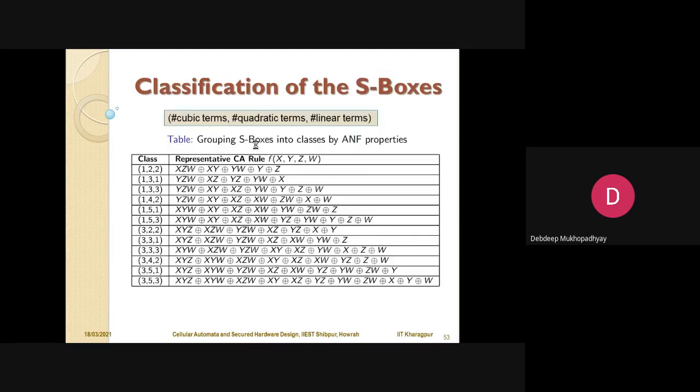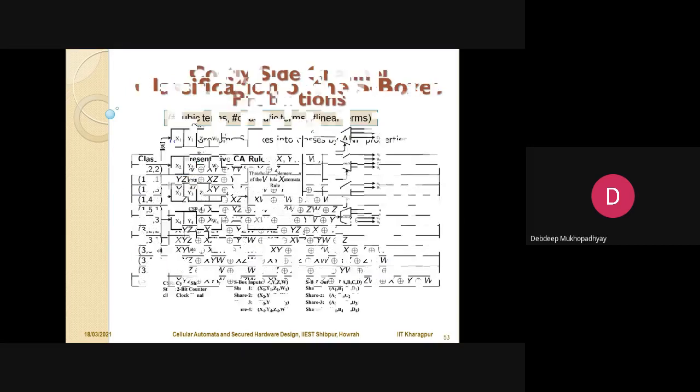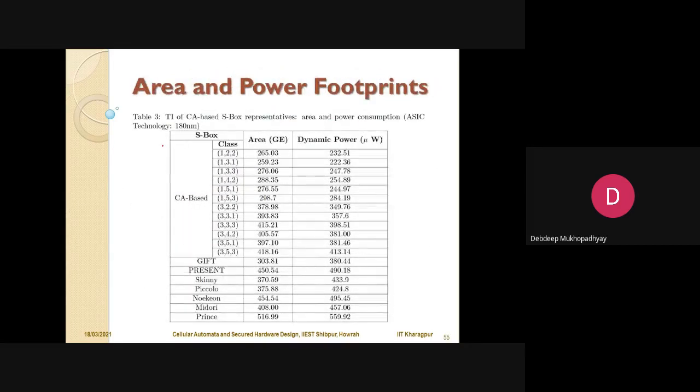Not that you take this function and directly apply the TI, because if you do that, then you have got a 3-degree term. And if you apply a TI protection, you need 4 shares, which is very costly. So here is a quick overview or comparison of the amount of area and power of these constructions vis-a-vis present: you have got something like 450 gate equivalents. The amount of improvements in terms of the power is also quite significant and promising.